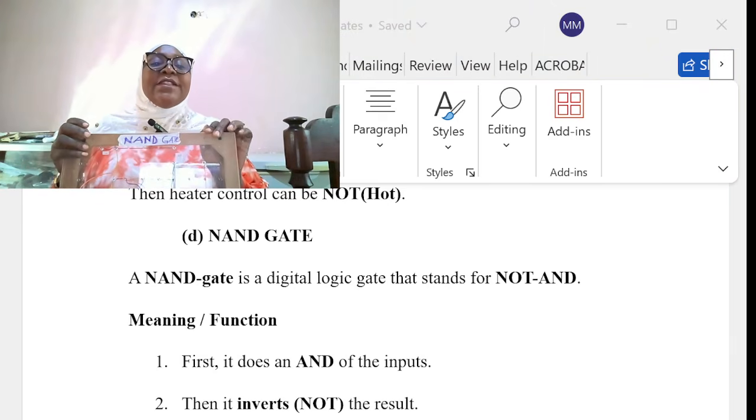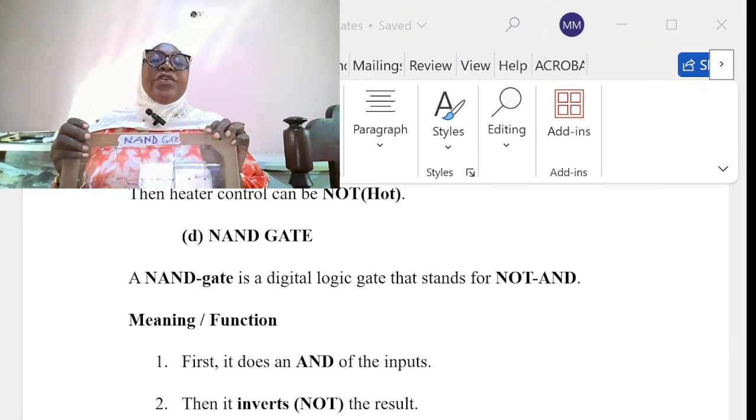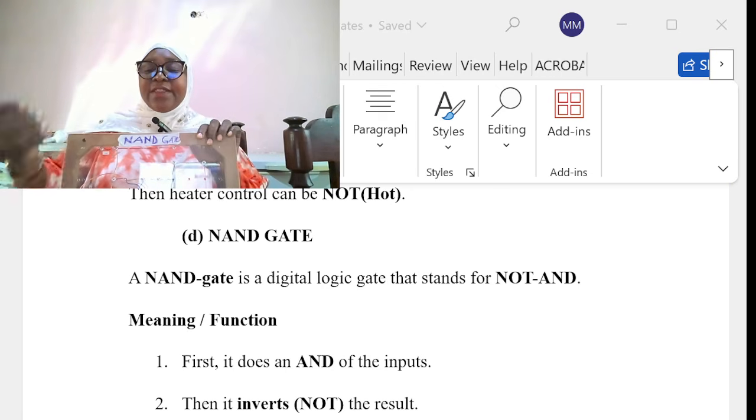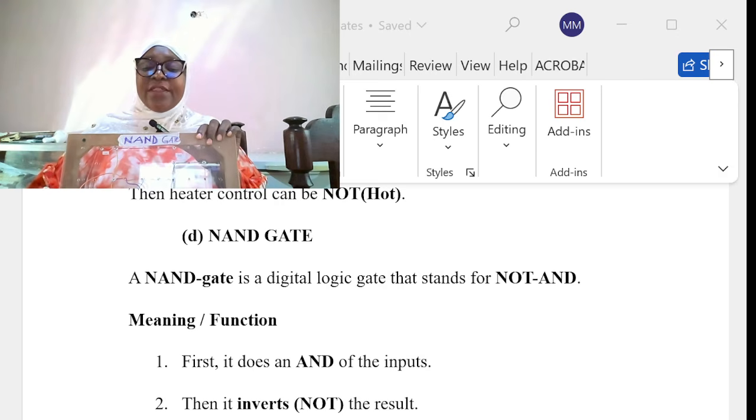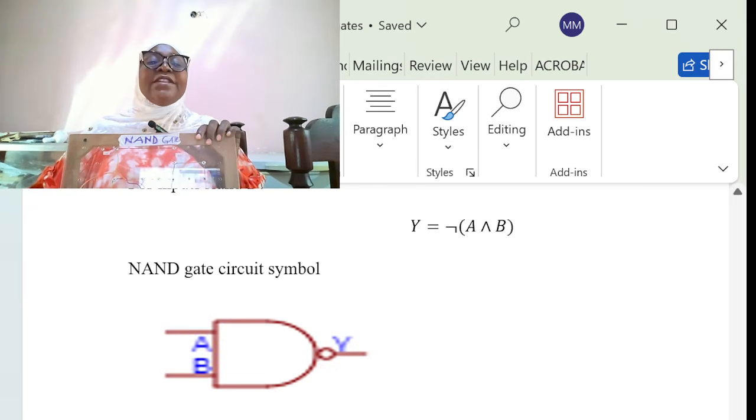A NAND gate. This is a digital logic gate, which stands for "not AND". First it does the AND of the inputs, then inverts the result. The symbol for the NAND gate is this one, with two inputs. For the two inputs, here is an output which has been inverted.